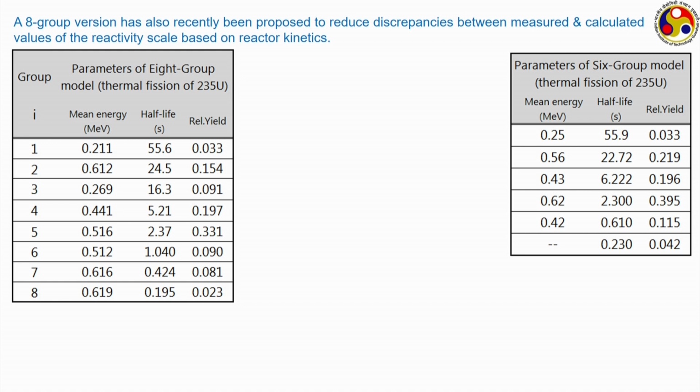In case of uranium 235 with 6 groups, the largest half life that you are encountering is 55.9, and it is 55.6 in this particular case. So, they are quite similar, but as we move down this table there is a difference. Like for the 6 group case, the second group has an average half life of 22.72, but that has been broken into 2 parts, into the second and third group, for the 8 group model.